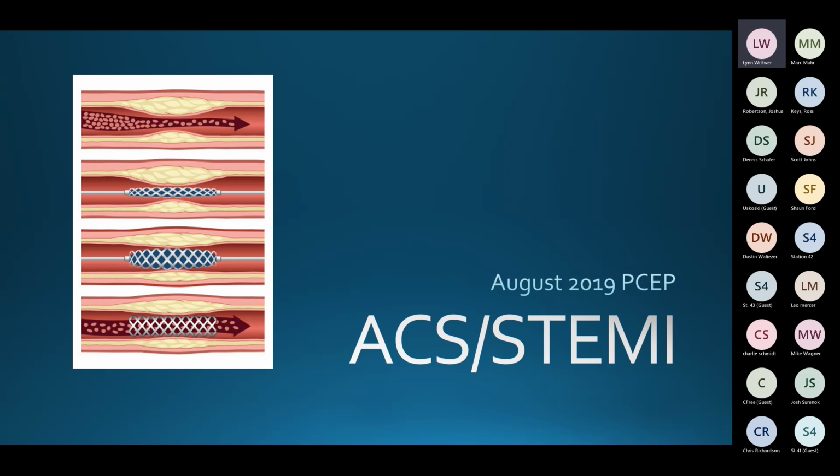Well, good morning. I have it just a few minutes after 9 o'clock, so we should probably get started on this. This is PCEP for August. PCEP for August is a discussion of ACS, acute coronary syndrome, and STEMI. We'll do it actually in the order of STEMI and then acute coronary syndrome.